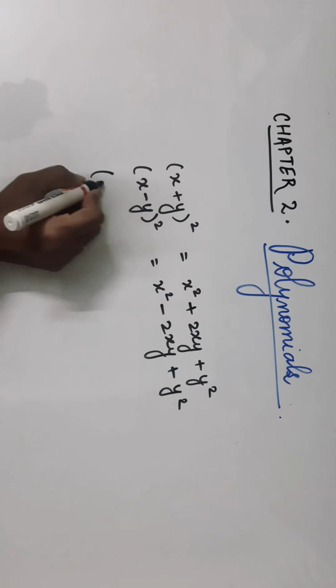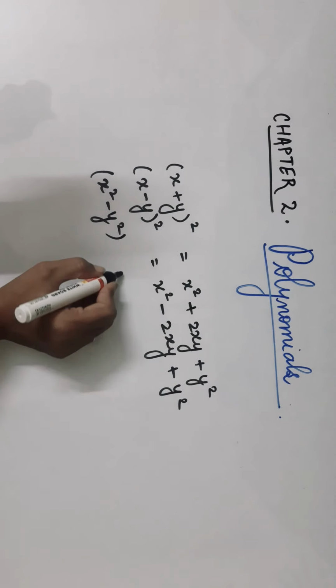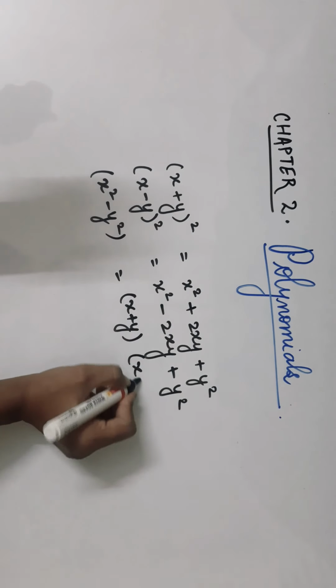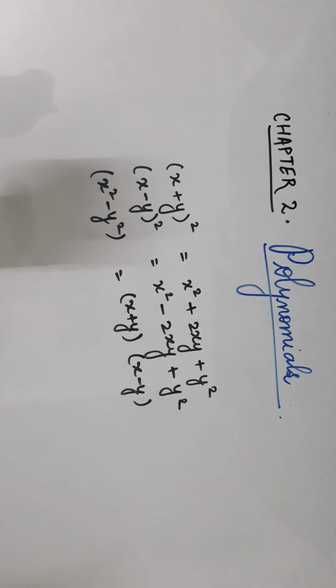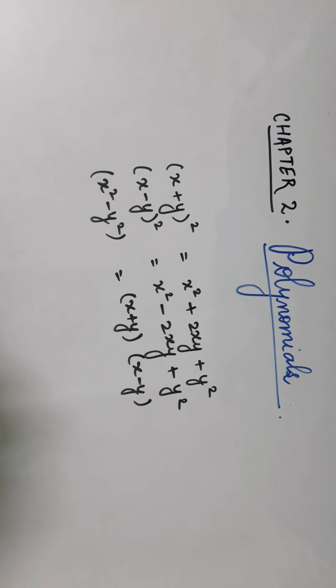Then x square minus y square. It is equal to (x plus y)(x minus y). Even this algebraic identity we have used in many questions, right? So you are aware of algebraic expressions. These are some examples of algebraic expressions. Now in these algebraic expressions, variables are there, constants are there, right?